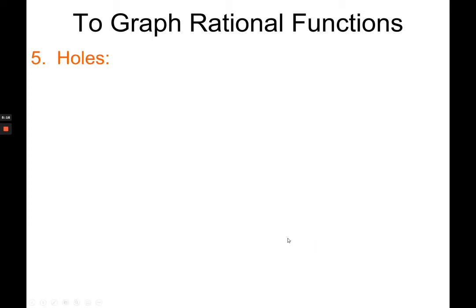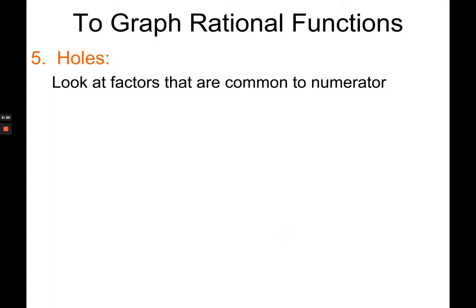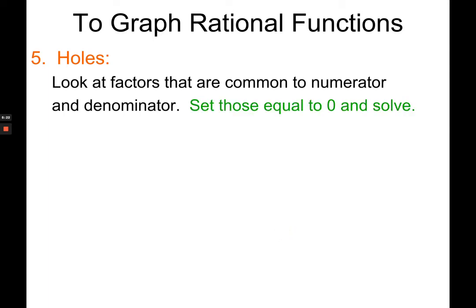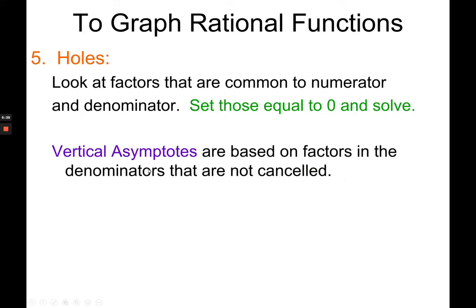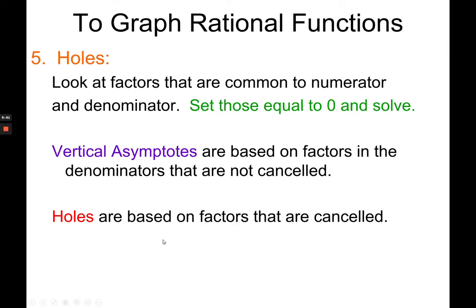Lastly, you need to determine if there are holes. Look at the factors that are common to the numerator and denominator. That is the basis of the holes. Just set that factor equal to 0, and so you have the value of the hole. Remember, vertical asymptotes are based on the factors in the denominator that are not cancelled. Holes are based on factors that are cancelled, both in the numerator and denominator.